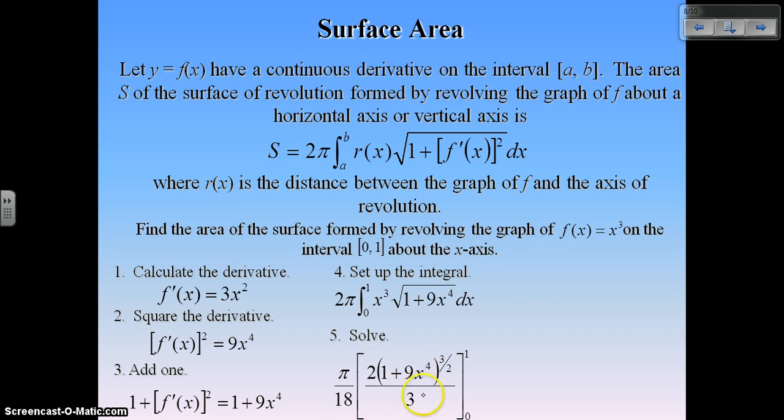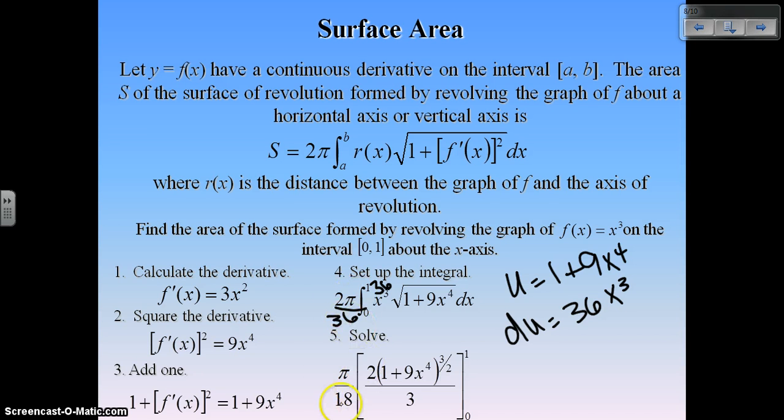Using U substitution, we would come up with this formula. If you want to know what I did there, I said U is 1 plus 9x to the 4th, and du is 36x cubed. Well, I need a 36 on this x cubed, which means out here I need an over 36. Well, 2 pi over 36, that's pi over 18. So this on the inside becomes u to the 1/2, which becomes 2/3 u to the 3/2 when we do the antiderivative. And then we resubstitute back in the 1 plus 9x to the 4th.